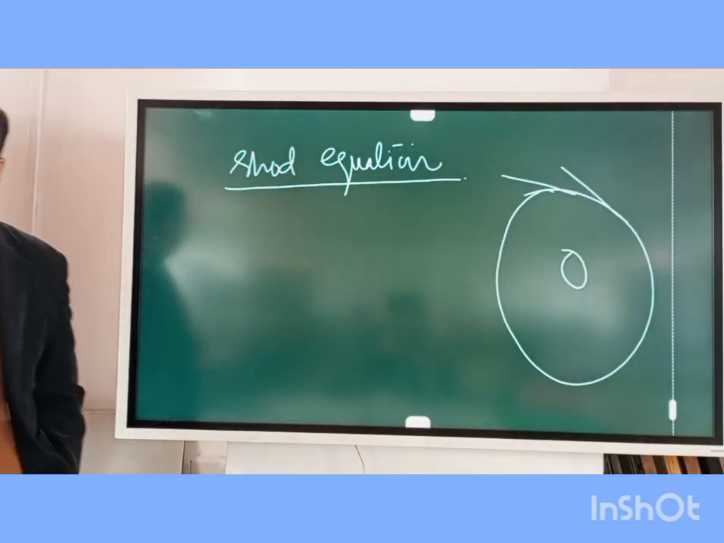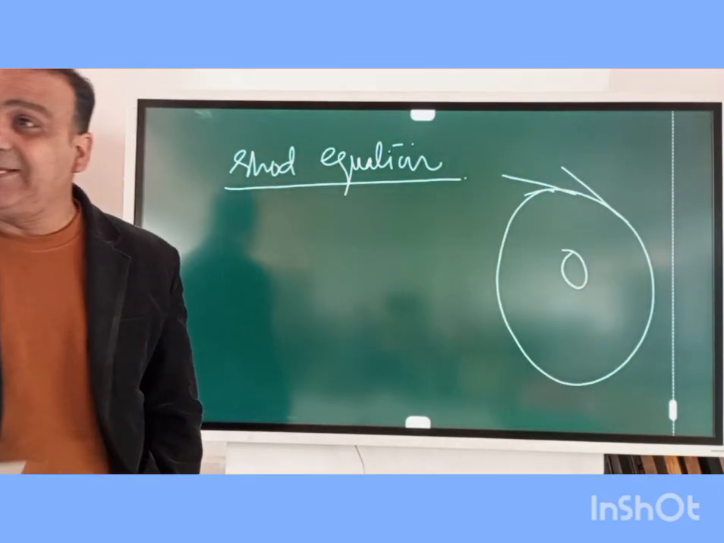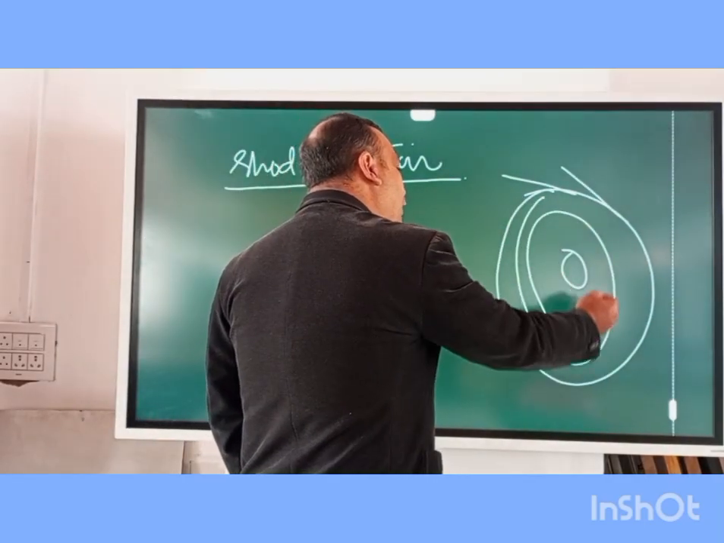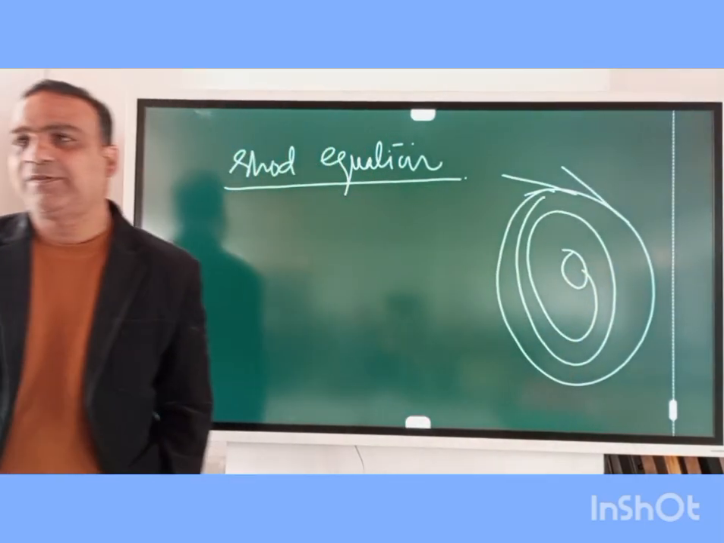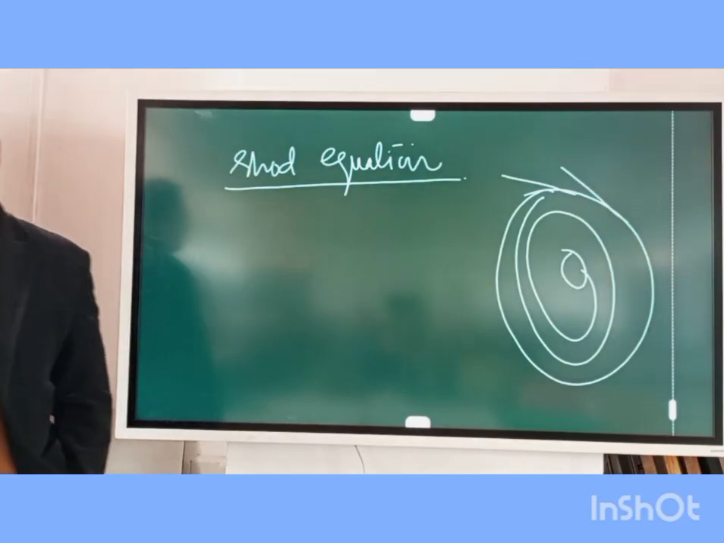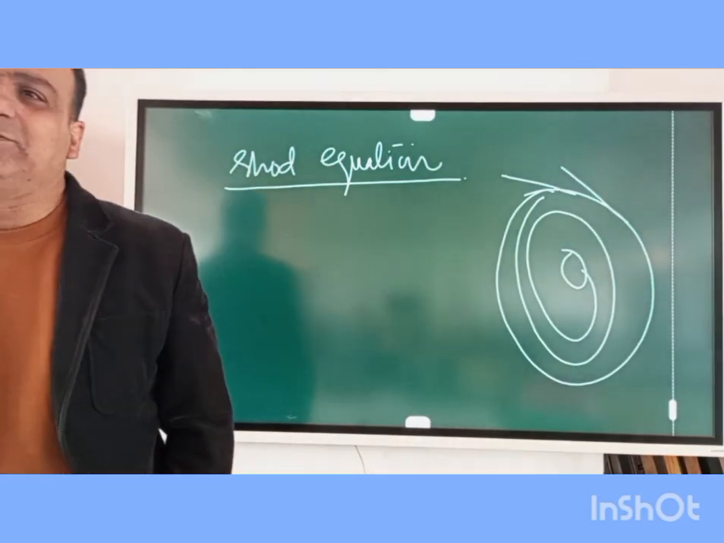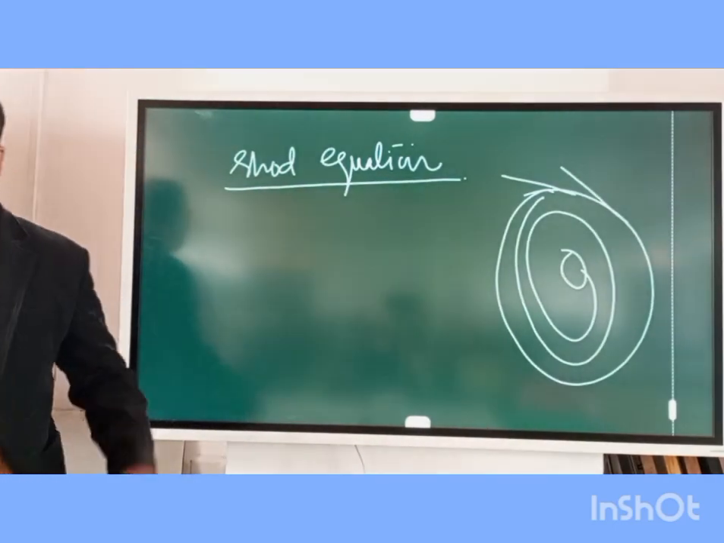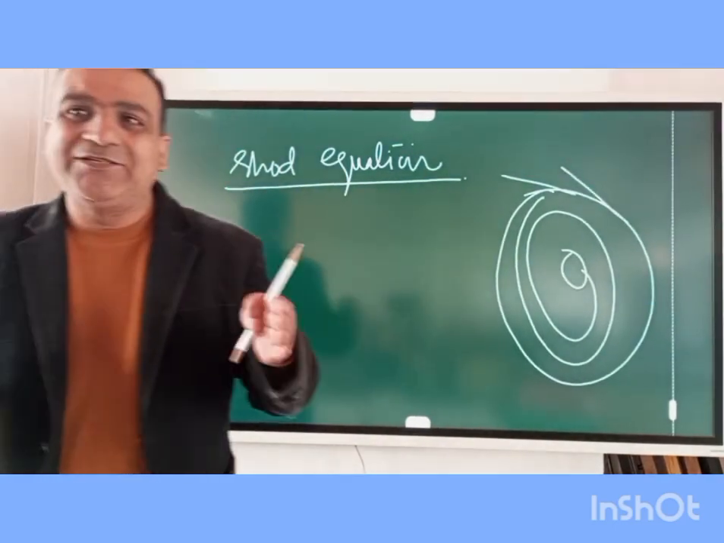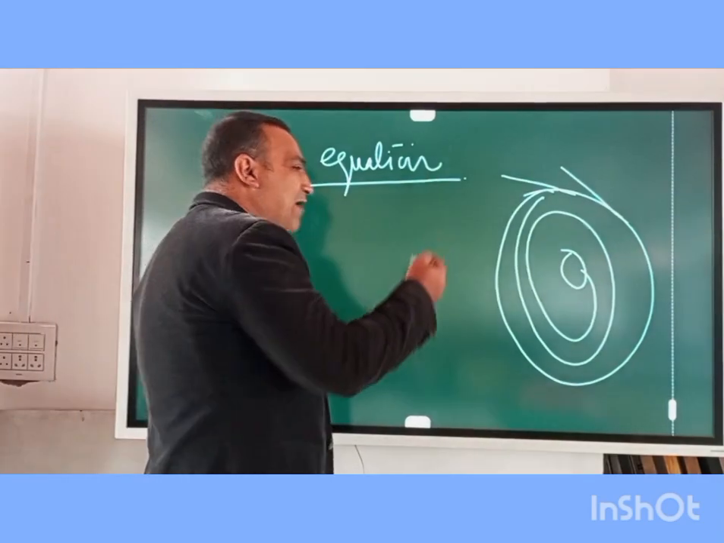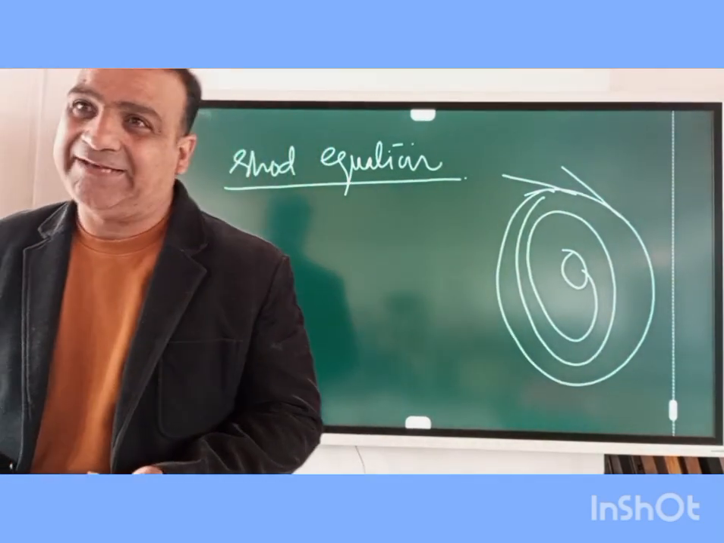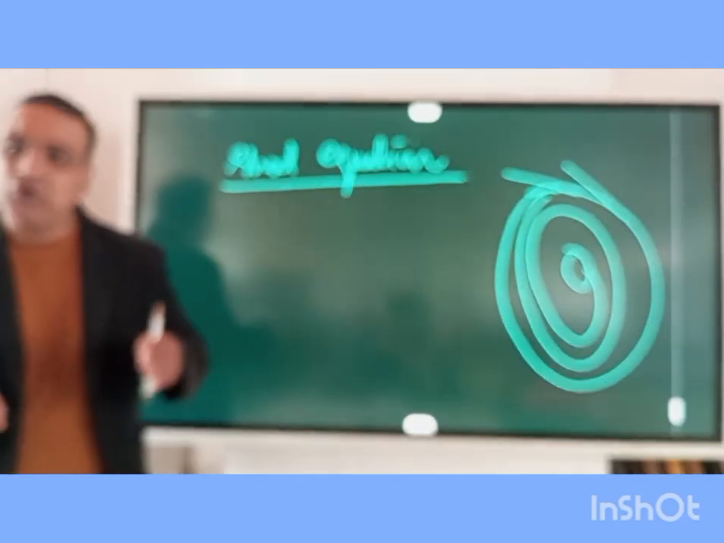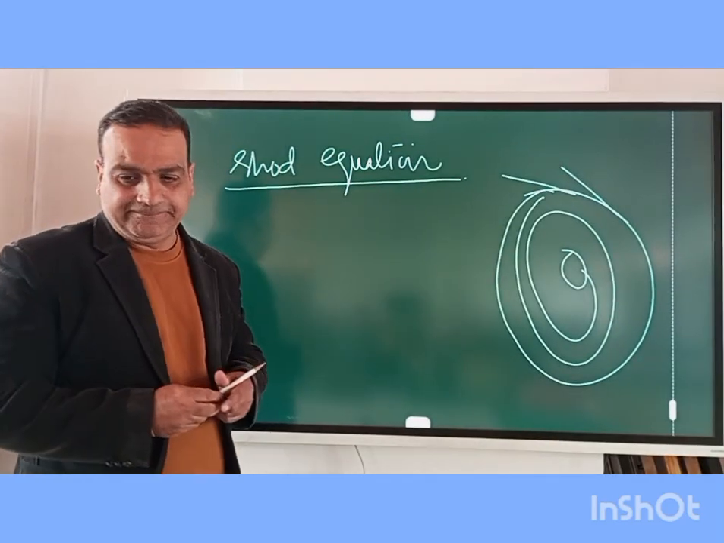So if it is accelerating, it should lose energy. It should continuously lose energy, and finally it should fall into the nucleus. But this is not something that we observe in experiments, right? In experiments, we are able to see there are transitions, there are states. You have the fine structure of hydrogen atom. You have distinct values of energy for the electron in different orbits.